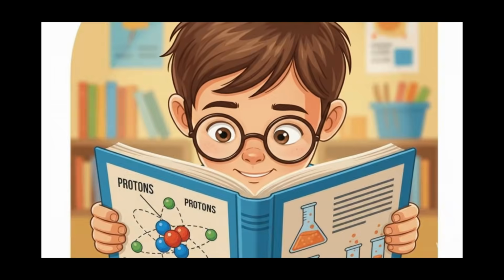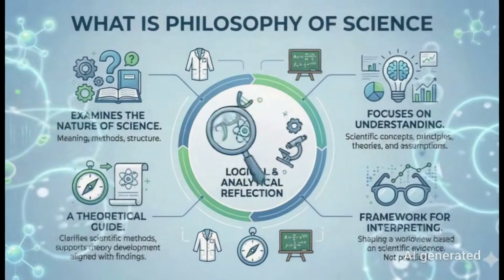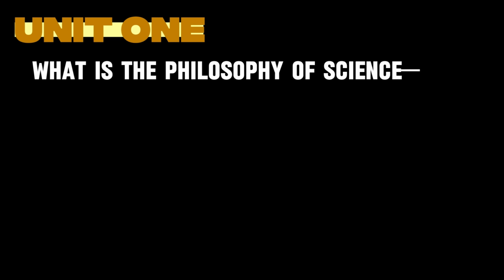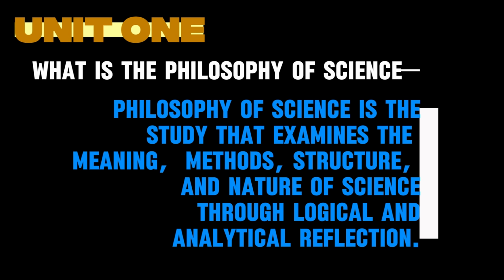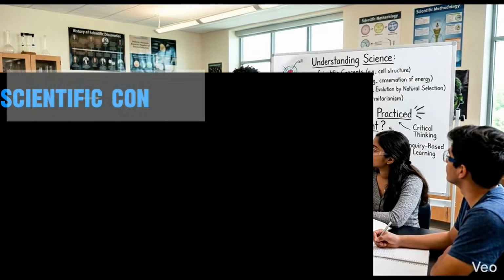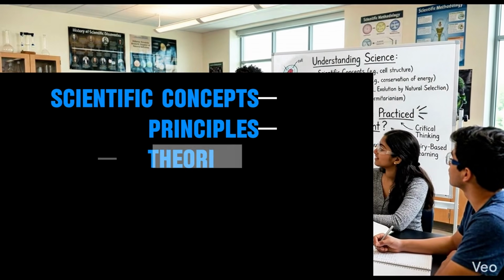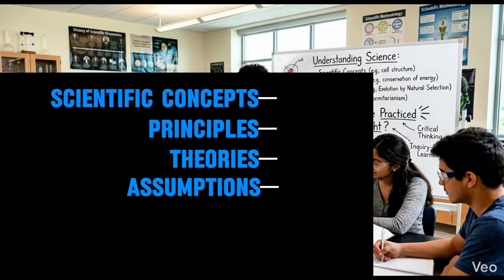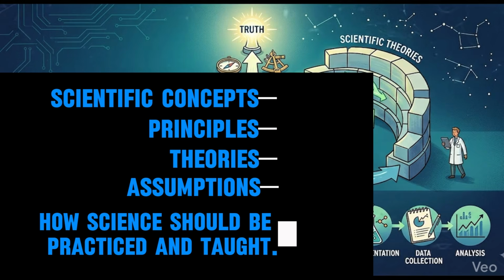Let's begin. Unit 1. What is philosophy of science? Philosophy of science is the study that examines the meaning, methods, structure, and nature of science through logical and analytical reflection. It focuses on understanding scientific concepts, principles, theories, assumptions, and how science should be practiced and taught.